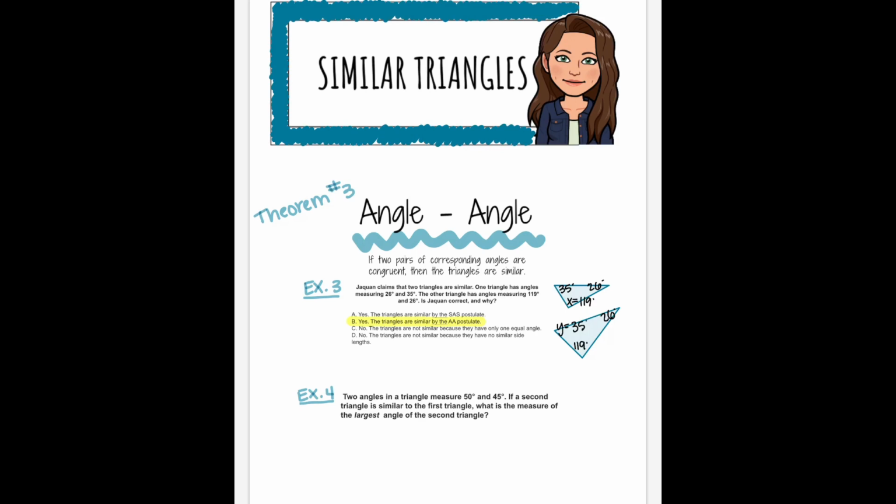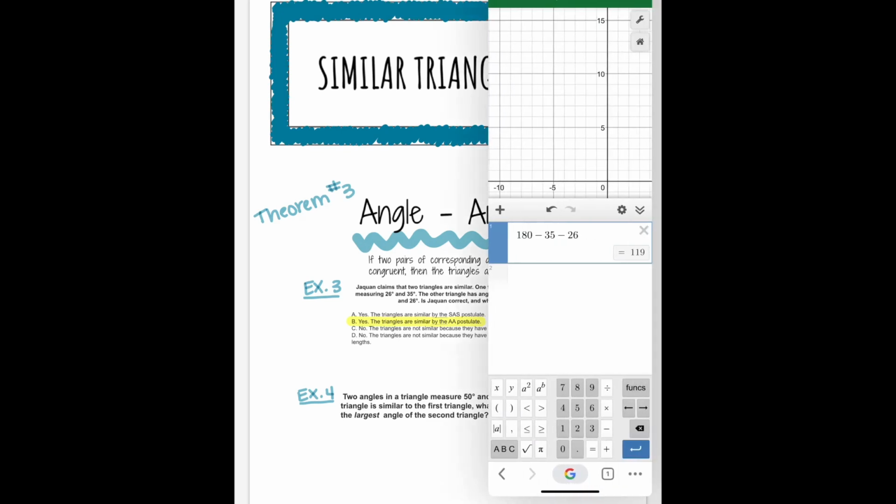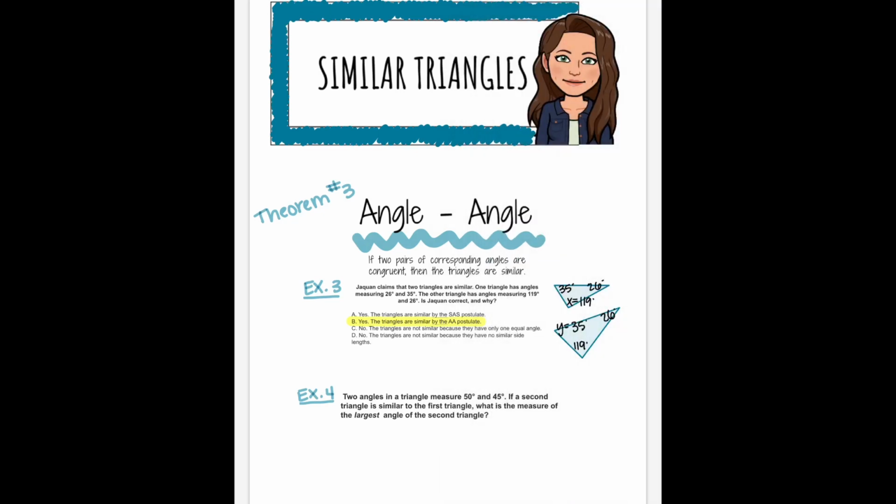In example 4, 2 angles in a triangle measure 50 and 45 degrees. If a second triangle is similar to the first triangle, what is the measure of the largest angle of the second triangle? Well, if the 2 triangles are similar, they're going to have all 3 angles congruent anyway. So what we need to know is what is the largest angle, because these 2 triangles are going to have all the same angles anyway.